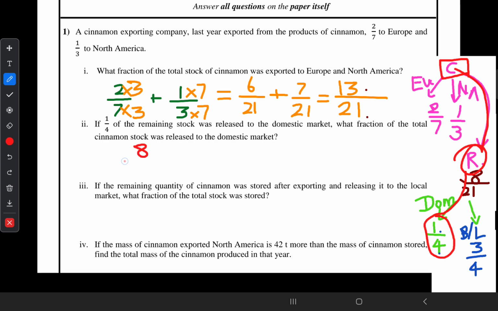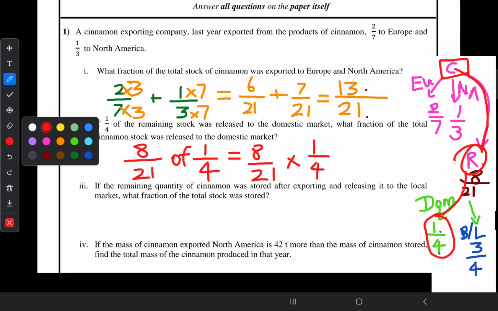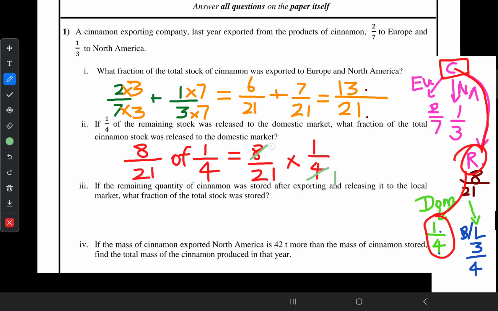So 8/21 of 1/4. Of means multiplication. Okay, multiplication: 8/21 multiplied with 1/4. Here you can simplify these two things. 8 and 4 can be simplified: 1 time, 2 times. Then after that, 1 times 2 is 2, 21 times 1 is 21. Okay, this is the amount of total stock released to the domestic market.